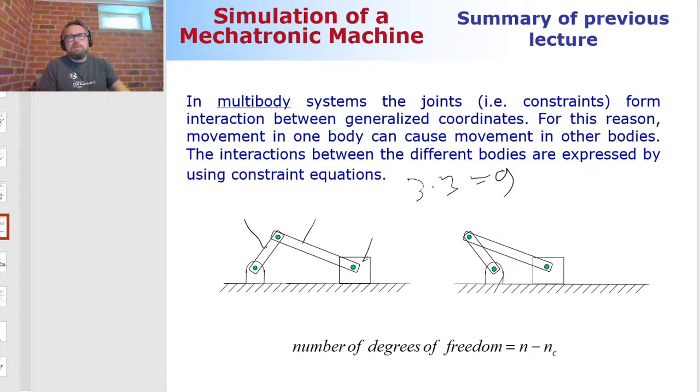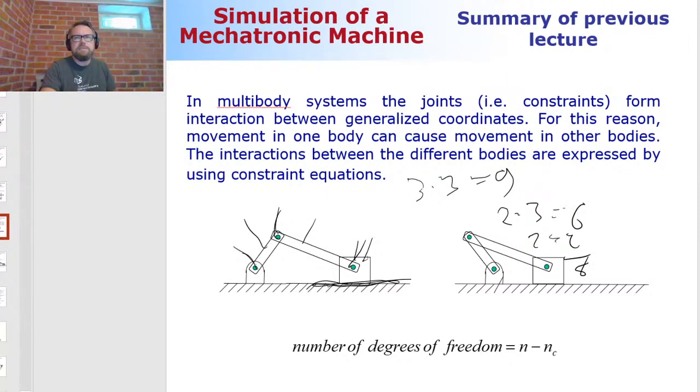So then how many constraint equations do I have? There's a revolute joint. One revolute joint needs 2 constraint equations. So it's, again, 1, 2, 3. 2 multiplied by 3, that's 6. And then I have here a translational joint, which is another 2. So it's a total of 8. So it's 9 minus 8. So it's 1 degree of freedom, meaning that the system can move one way only.